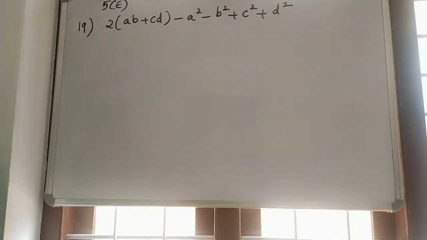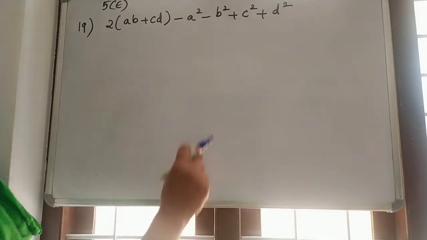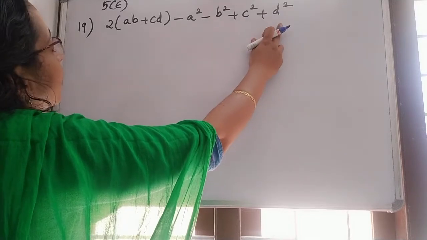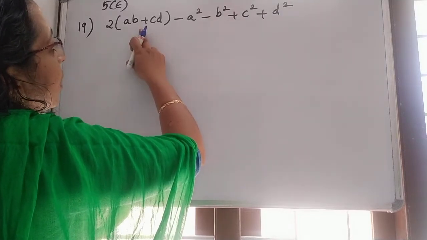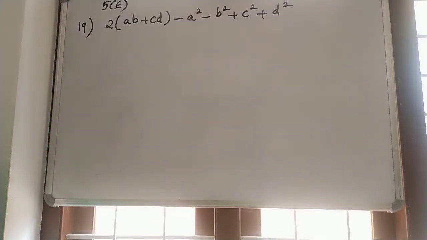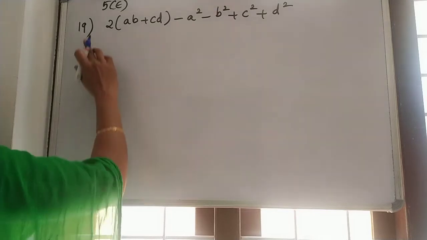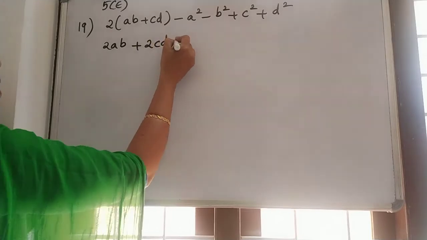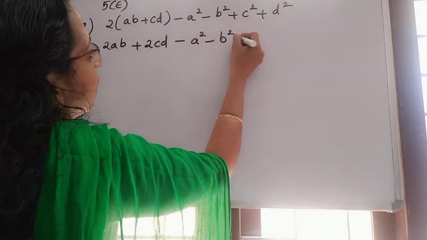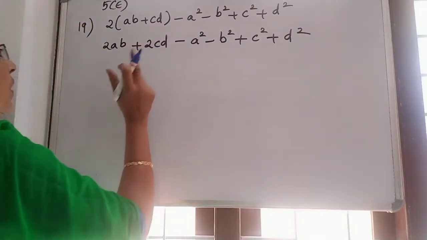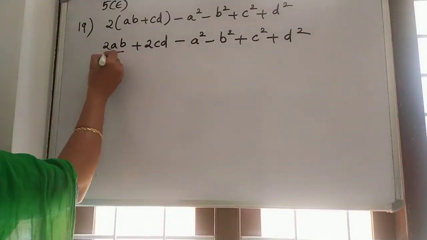Question number 19, 2 into ab plus cd minus a square minus b square plus c square plus d square. So, a square, b square, c square, d square. If we change the brackets, we will get it as a plus b whole square form or a minus b whole square form. So, we can change the bracket first. So, 2ab plus 2cd minus a square minus b square plus c square plus d square. So, which two we can combine? 2ab is there.